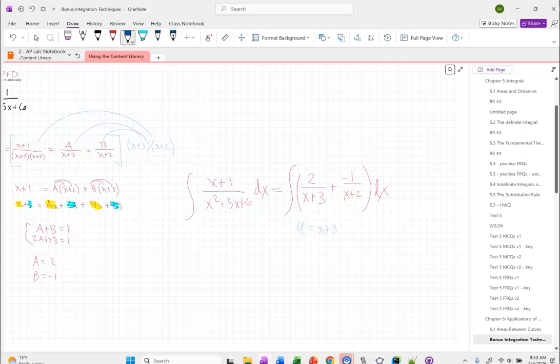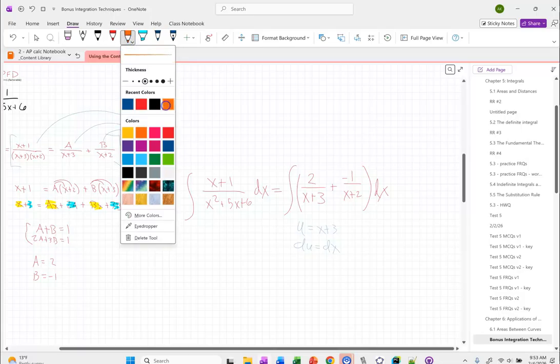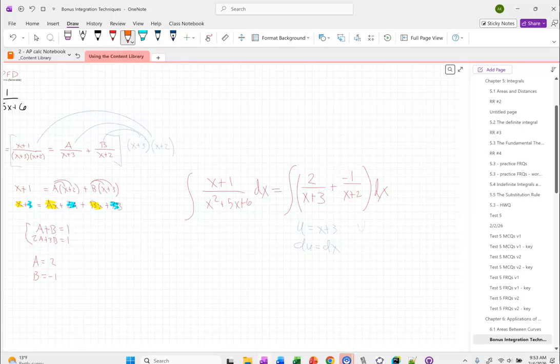So for the first fraction, let's say that my u is going to be x plus 3. That means that du is just going to be dx. In the second fraction, I'll use a letter v this time. That's going to be x plus 2, so dv would just be dx. Everybody feel okay?